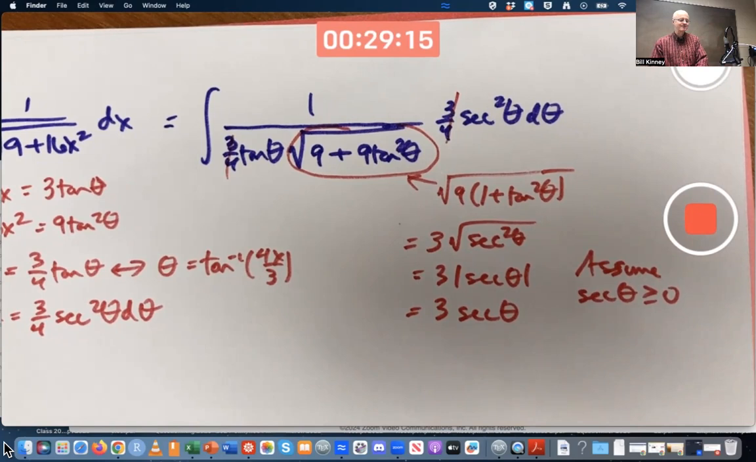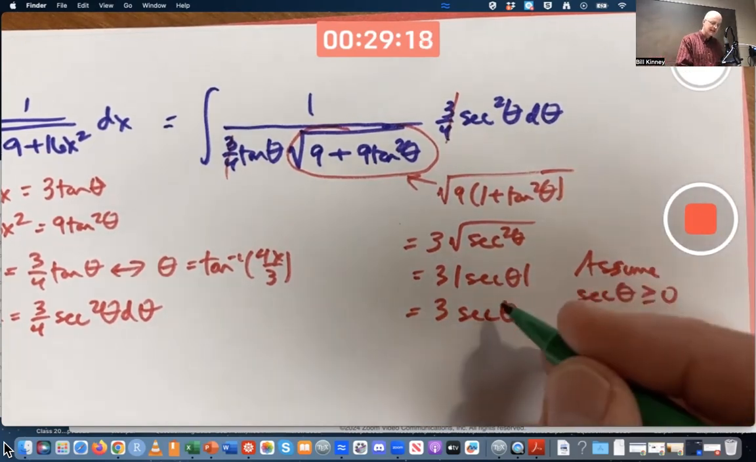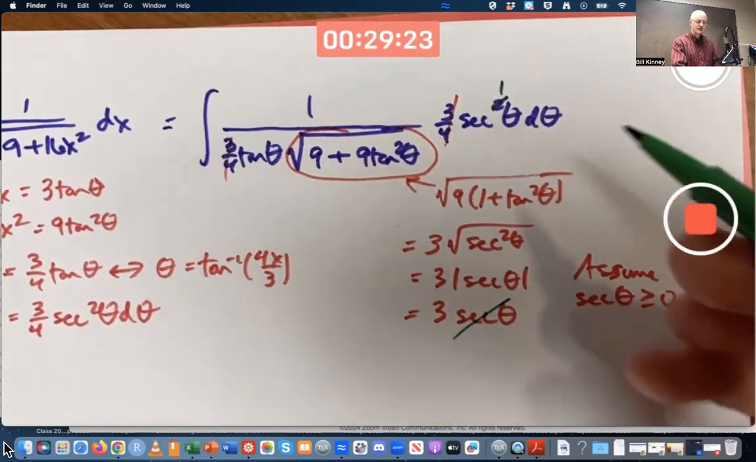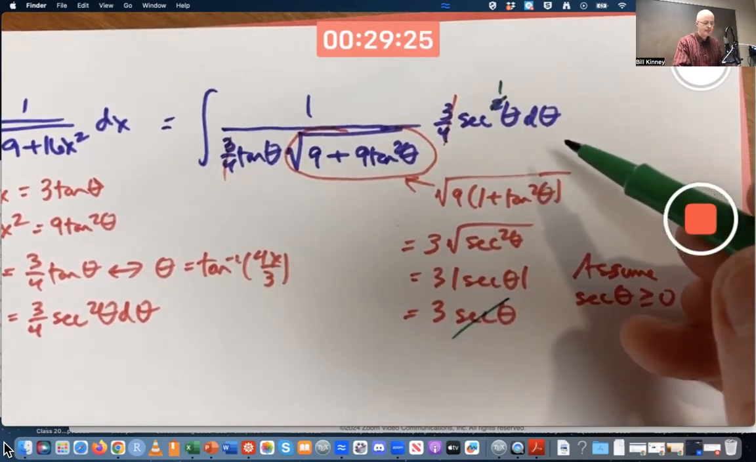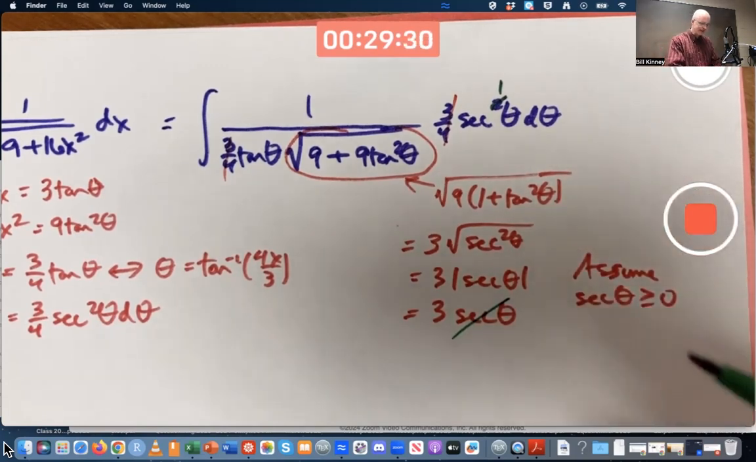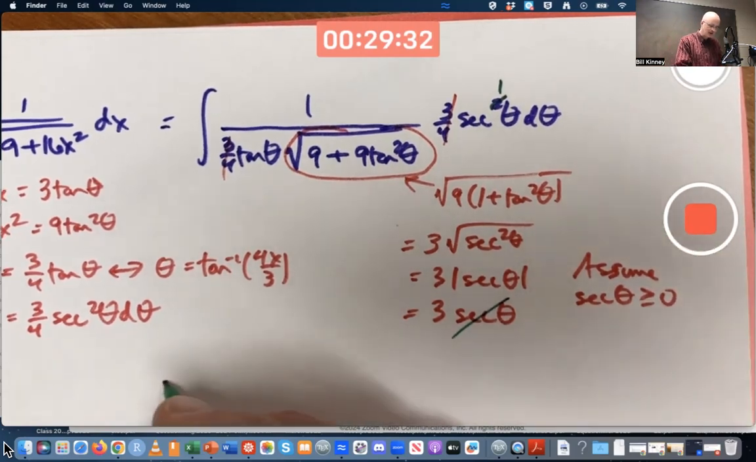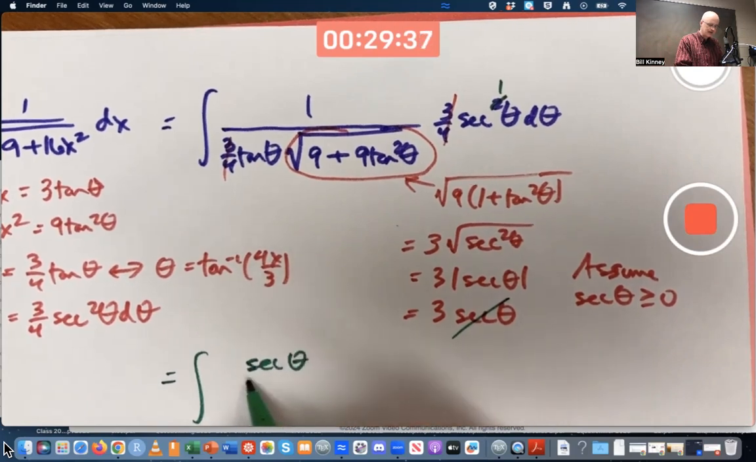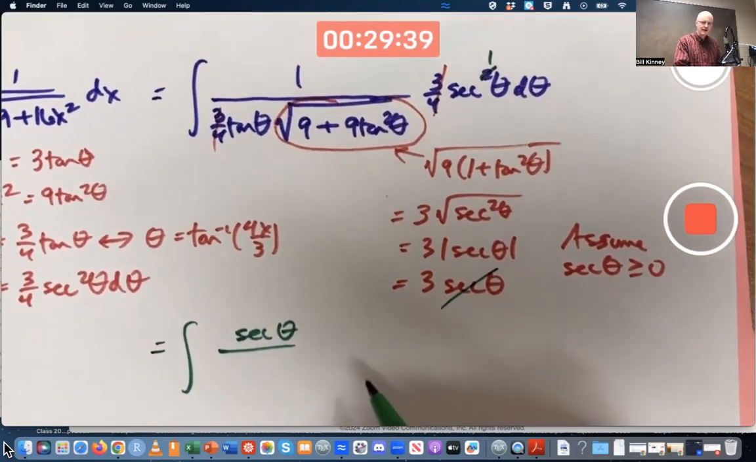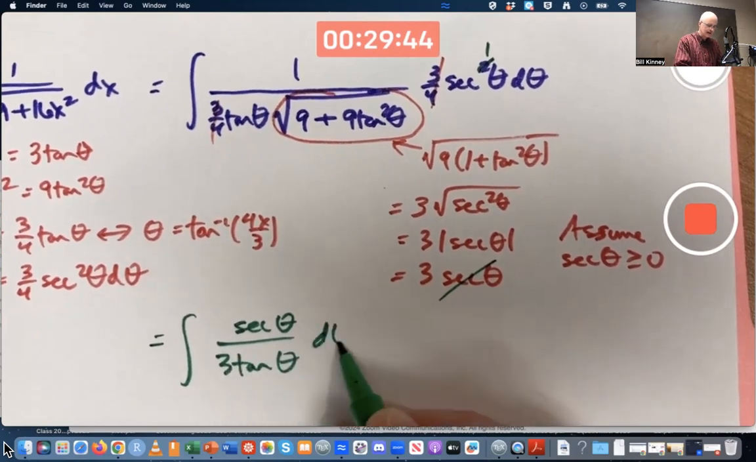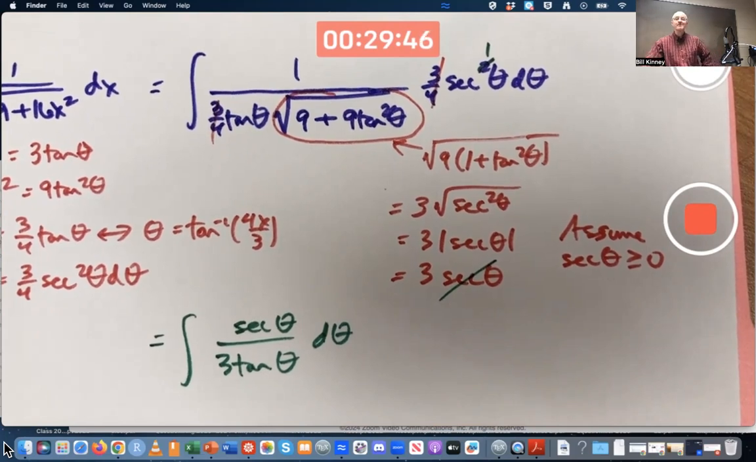And something else good is that secant theta will cancel with one of those. So I changed the 2 to a 1 up there. But what's left over is still not so pleasant. What's left over is 1 factor of secant on the top and also a 3 tangent theta on the bottom, it looks like, if I have not made a mistake. I think we are good.